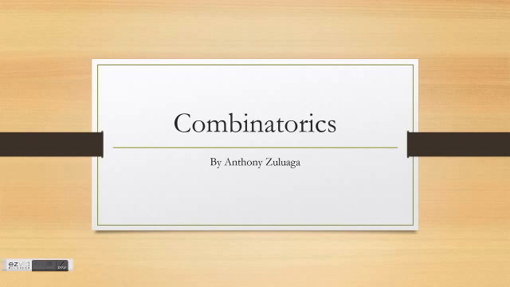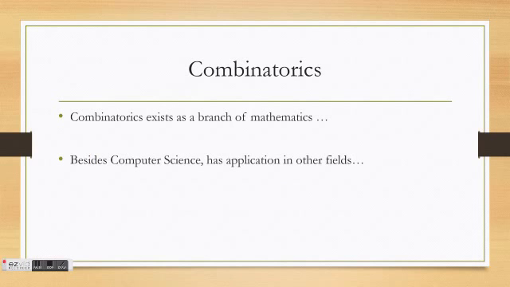Hello all. Today I'm going to be talking about combinatorics in math. So basically, combinatorics is a branch of mathematics where we study enumeration, combination, and permutation of sets of elements, like numbers, for example, and their relations that characterize their properties, like characteristics.